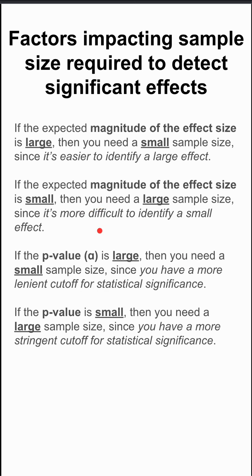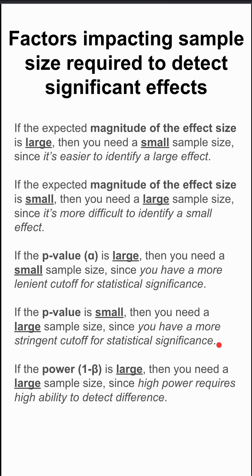Next feature we'll talk about is p-value. If the p-value is large, then you need a smaller sample size because you have a more lenient cutoff for statistical significance. So if you have a p-value of 0.1, for instance, instead of 0.05. If on the contrary you have a very small p-value, like 0.01 instead of 0.05, then you need a larger sample size because you have a more stringent cutoff for statistical significance.